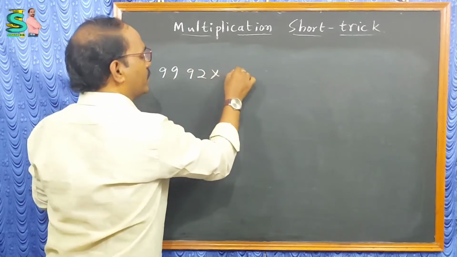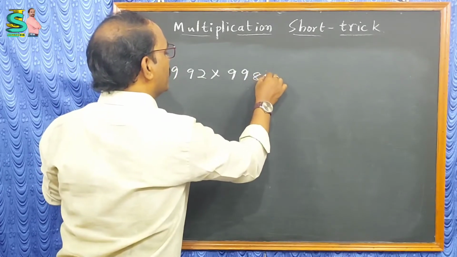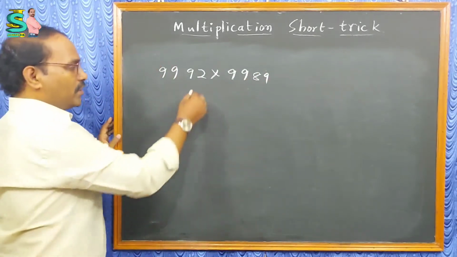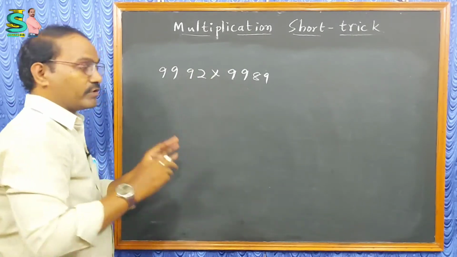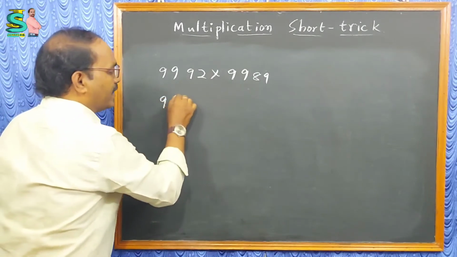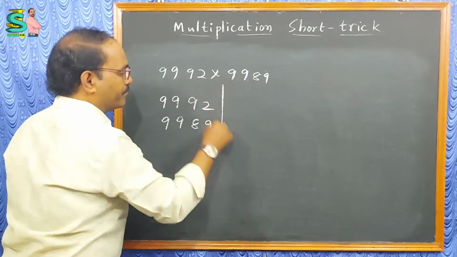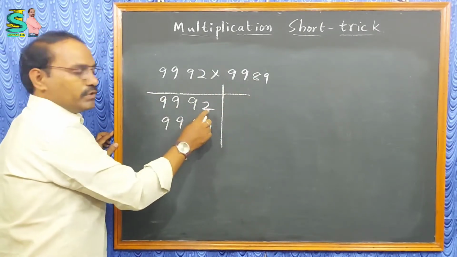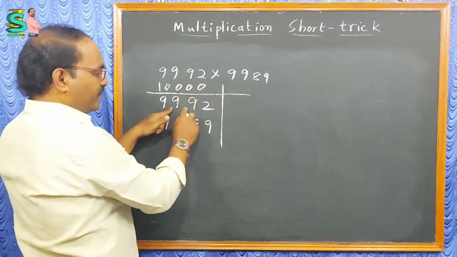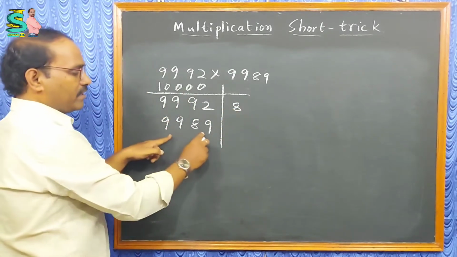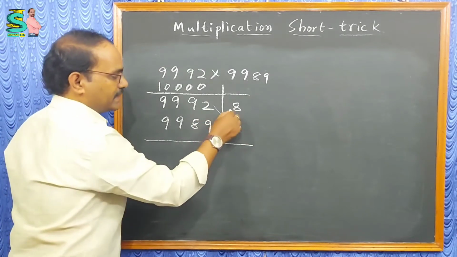9992 into 9989. So how can we do the multiplication of these numbers? You can do it in 10 seconds only. 9992, this one 9989. These numbers are near to 10,000. So when you subtract from this, you will get 8, here you will get 11, and then subtraction like this.